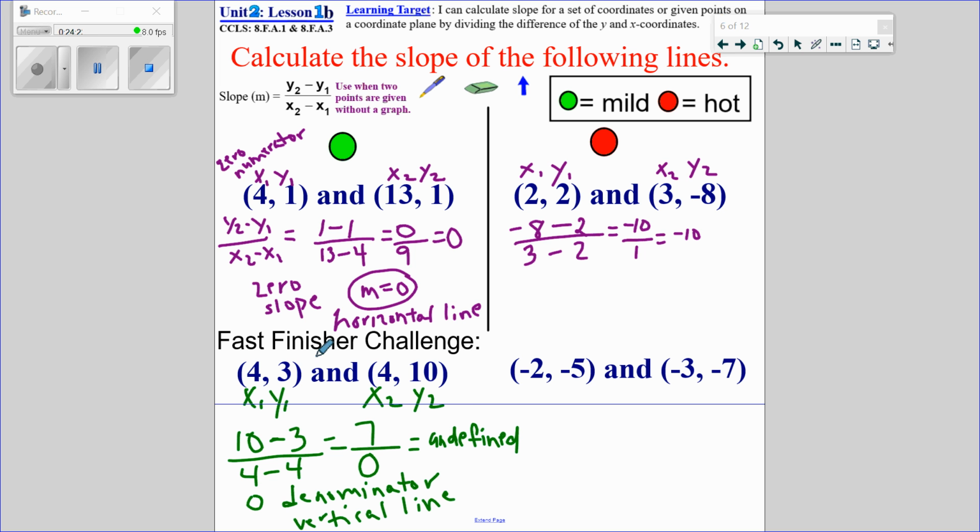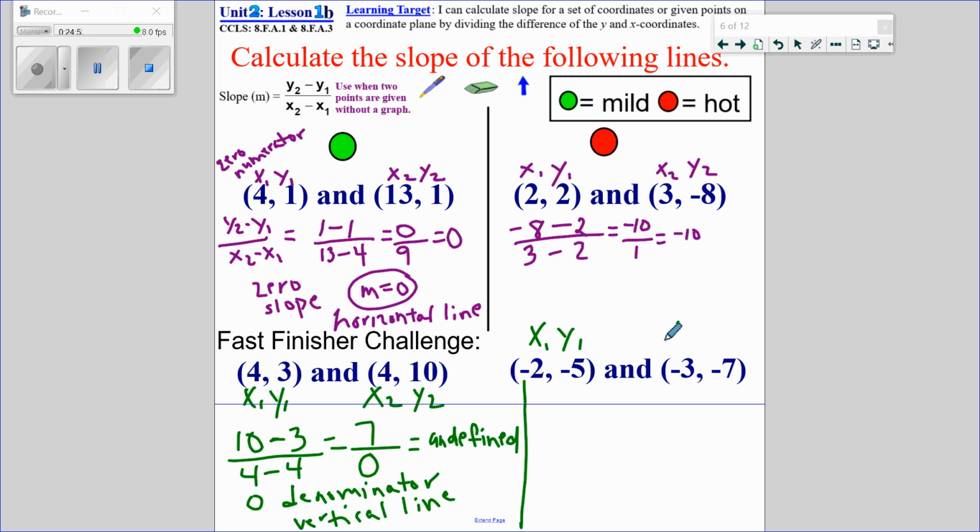The difference between this one and the one above it, the 0 is in the numerator, so 0 divided by 9 is 0. It's a horizontal line, 0 slope. But this one is undefined because 0 is in the denominator. If you do 7 divided by 0, again in your calculator, it's undefined or syntax error. Undefined, it's a vertical line. Let's go to the next one. Let's label it. I'm going to draw a line down so it doesn't get confused.